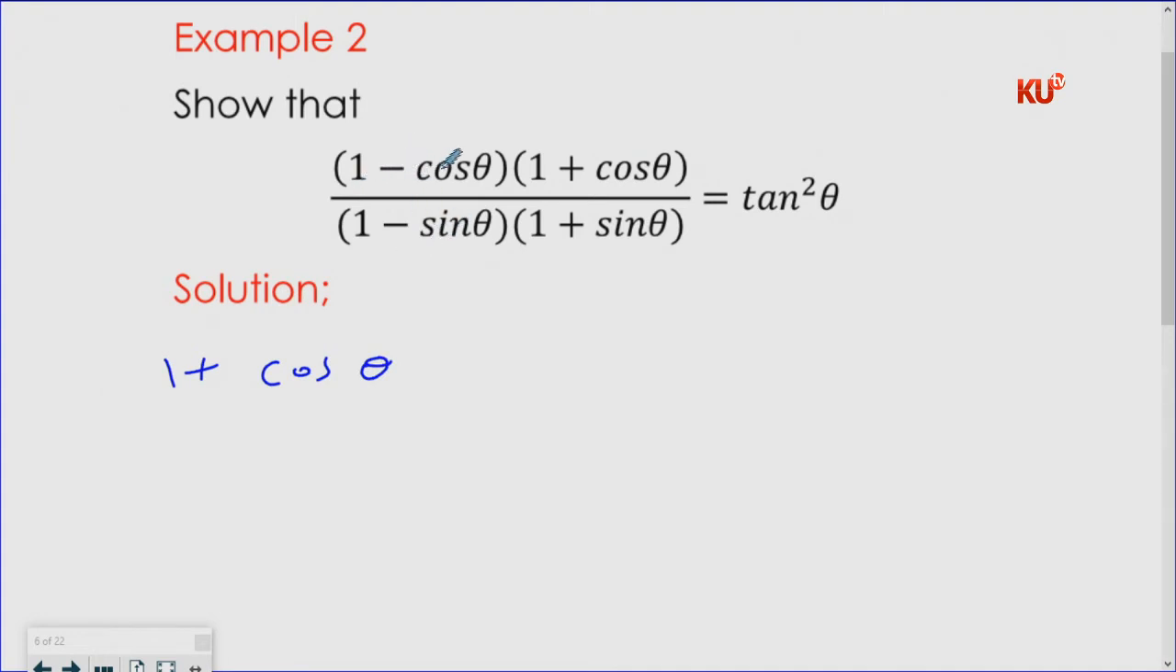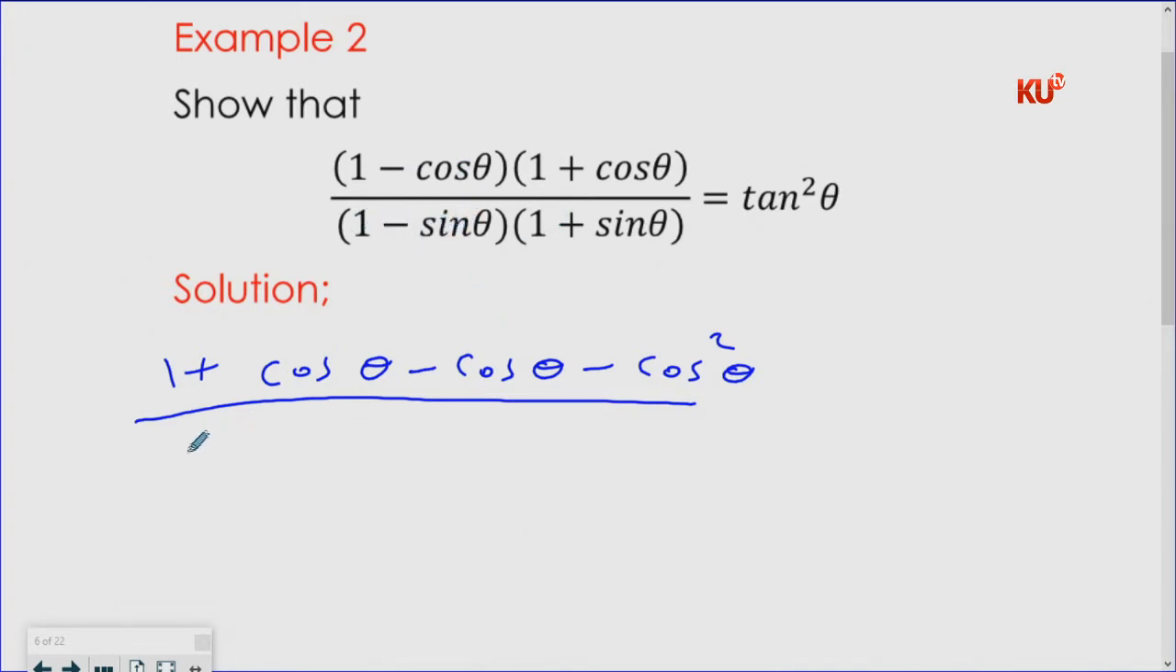Let's move to negative cos theta. You multiply by this, so negative cos theta, you multiply by 1, you'll get minus cos theta. Negative cos theta times cos theta, you'll get negative cos squared theta, over. So the same way we have worked the numerator, we shall also apply the same concept for the denominator.